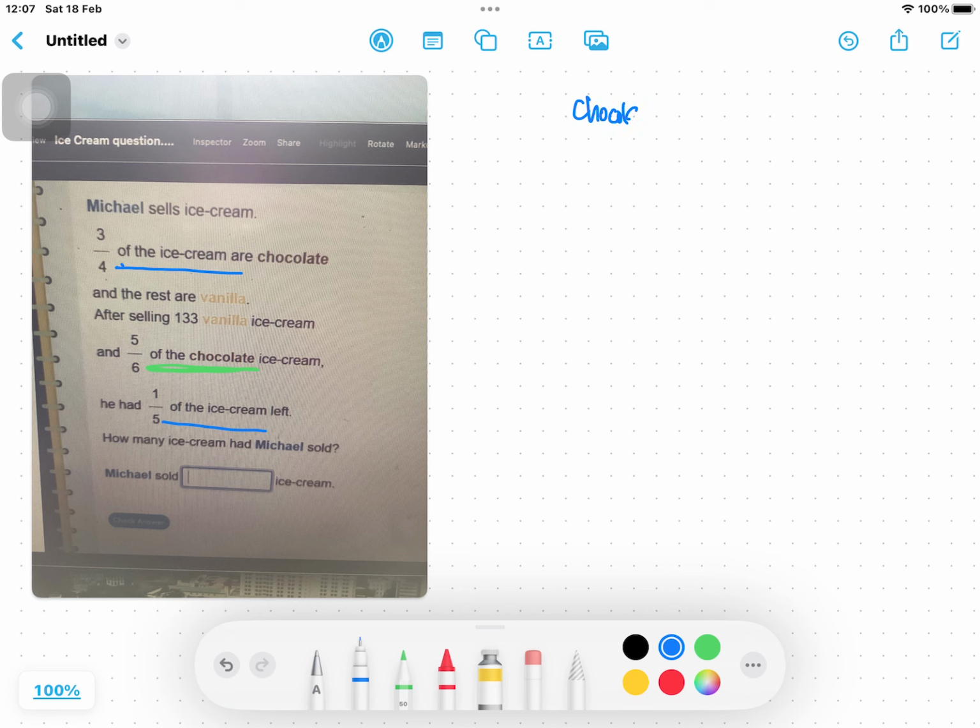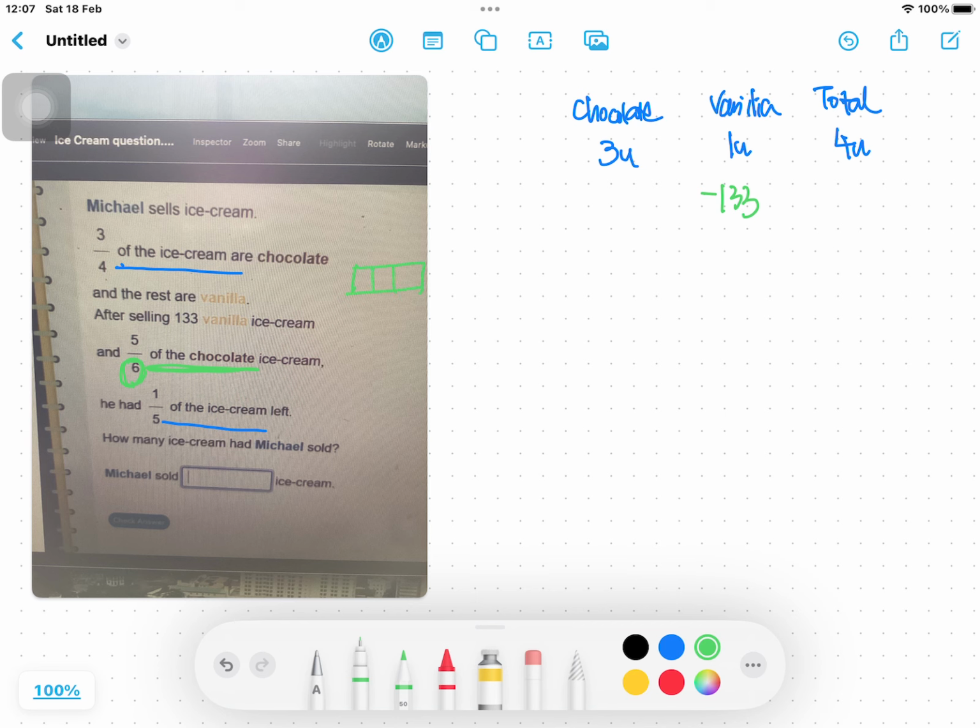So I know that chocolate, and the rest are vanilla, right? So their total will be, here is 3, total is 4 units, right? And then vanilla is 1 unit. And it says that after selling 133 vanilla, minus 133 vanilla, and 5/6 of the chocolate. So chocolate here is actually 6 units. Correct. 6 units because it says 5/6 of the chocolate. Chocolate should be the same.